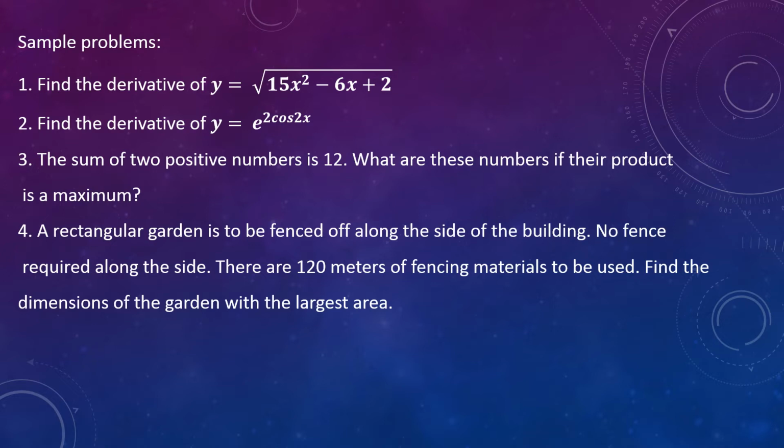We don't know this maximum, so therefore we have to use the concept of the optimization rule. Number 4: a rectangular garden is to be fenced off along the side of a building. It means that no fence is required along that side. There are 120 meters of fencing materials to be used. Find the dimensions of the garden with the largest area. So we are asked to identify in the last problem the maximum area, provided that we are only given 120 meters of fencing materials.